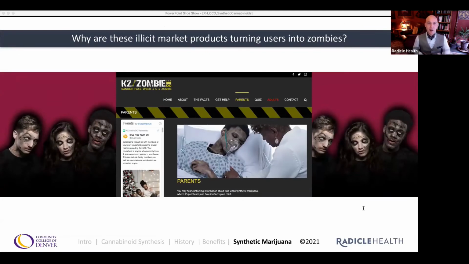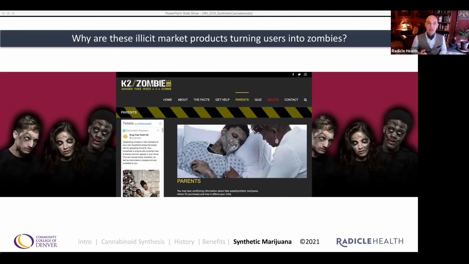But again, why are these illicit market products turning users into zombies, right? This is a real website, part of a public marketing campaign about the dangers of using these products. We have FDA-approved synthetic cannabinoid medications that are currently being prescribed by doctors to patients. So what's different about these illicit market substances? The first thing to note is that the adverse effects of any synthetic cannabinoid can be much more severe than those associated with phytocannabinoids, cannabinoids from the plant.